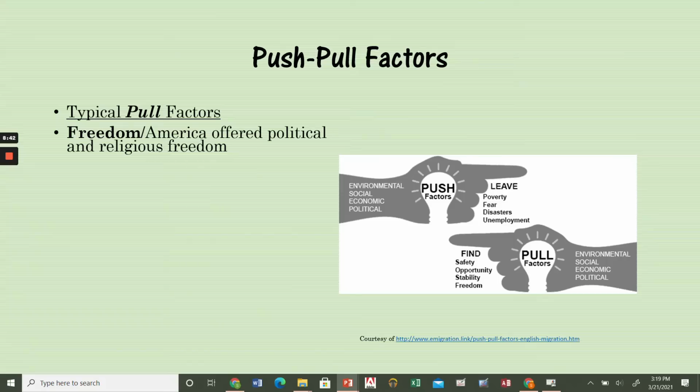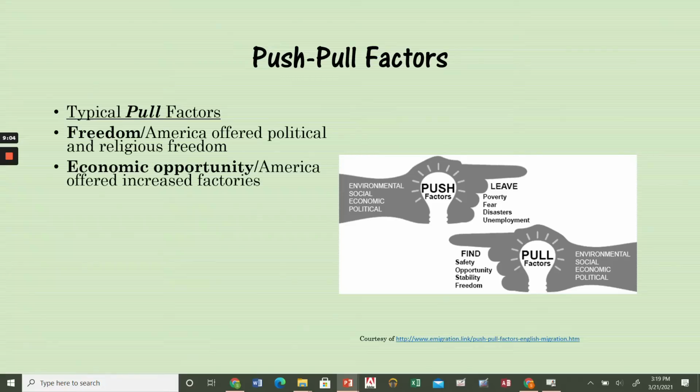So, the fact that America promised a certain amount of political and religious freedom would pull people, certainly Europeans, to America. Now, obviously, Native Americans and African Americans aren't being given the same sort of freedom, but at least those Europeans would receive some of these same freedoms if they came to America. So that was a pull factor.